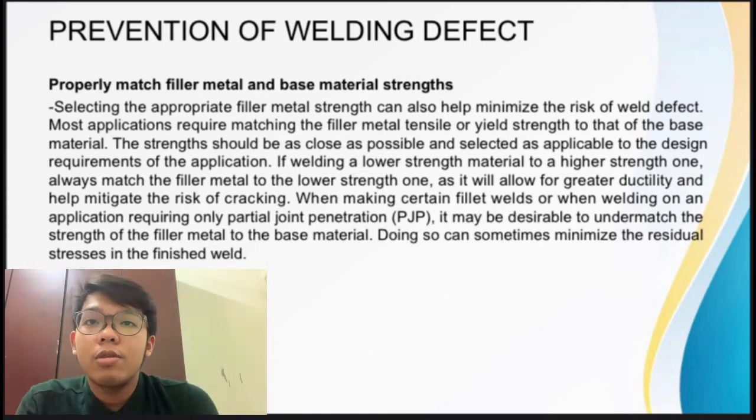If welding a low strength material to a higher strength one, always match the filler metal to the lower strength one, as it will allow for greater ductility and help mitigate the risk of cracking. When making certain fillet welds or when welding on an application requiring only partial joint penetration, it may be desirable to undermatch the strength of the filler metal to the base material. Doing so can sometimes minimize the residual stresses in the finished weld.